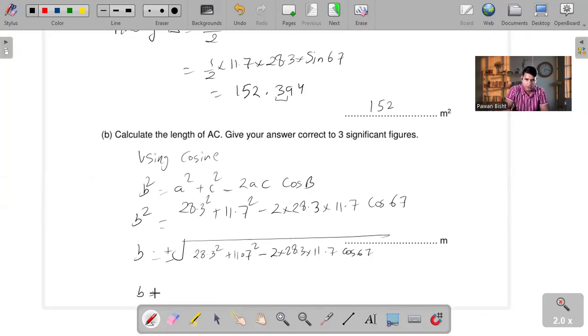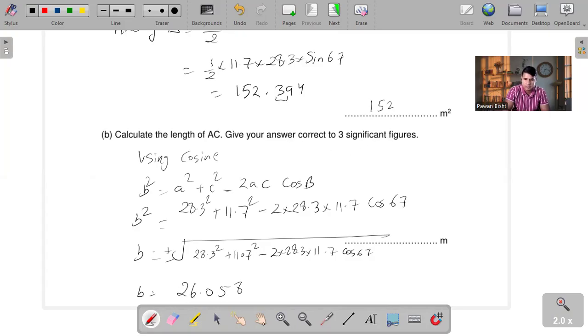Now put it in your calculator. 28.3 square, then plus 11.7 square, then minus 2 times 28.3 times 11.7 times cos 67. So your answer is coming 26.058. They say give the answer to three significant figures.